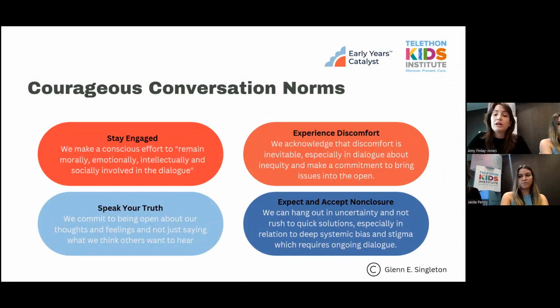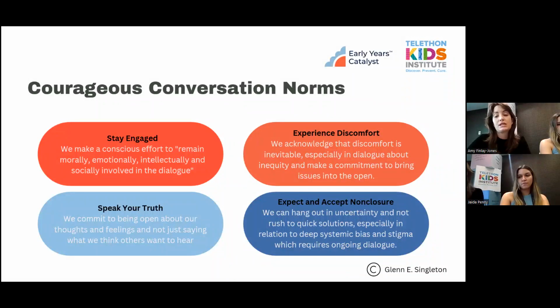As part of acknowledging discomfort, we make a commitment to bringing issues out into the open despite experiencing that discomfort. We speak our truth and commit to being open about our thoughts and feelings, and not just saying what we think others want to hear. And again, we really appreciate the honesty and the vulnerability of our participants in going through this process, talking about mental models that they are aware of that may have been very impactful on their own lived experience, and certainly in cases where that's been very, very difficult.